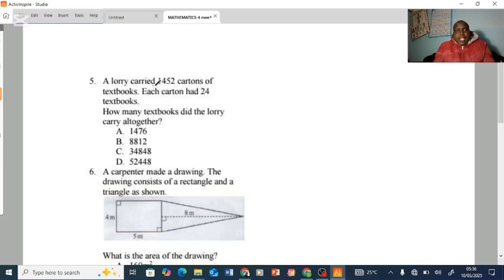A lorry carries 1452 cartons of textbooks. Each carton had 24 textbooks. How many textbooks did the lorry carry altogether? So we have how many cartons? 1452. Each carton has 24, so you multiply times 24.